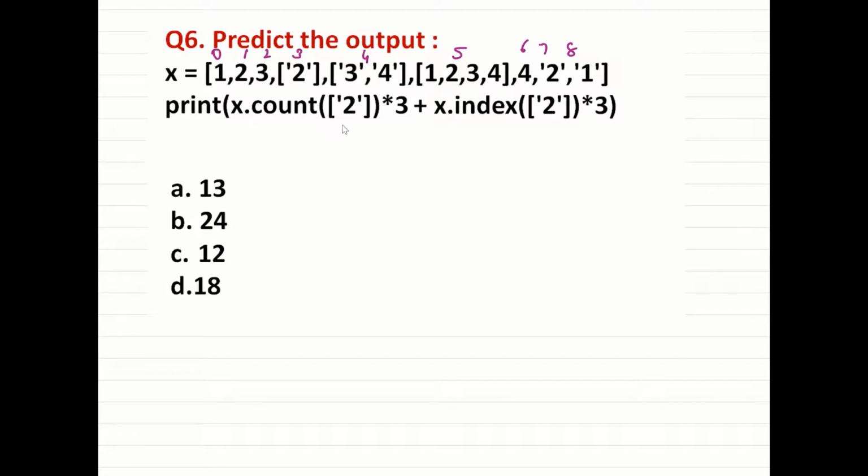x dot count 2. Now if we start finding 2, how many times is it coming? It is coming one time as a list. So we are finding the count of 2 as a nested list. This is 1 multiplied by 3 plus x of index. So the index of this value is 3. 3 into 3 is 9. So 3 plus 9, the answer is 12. So the correct answer here is 12.